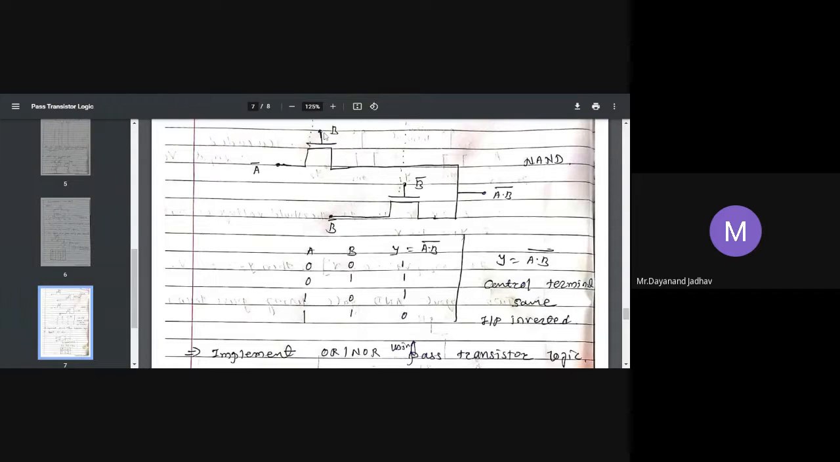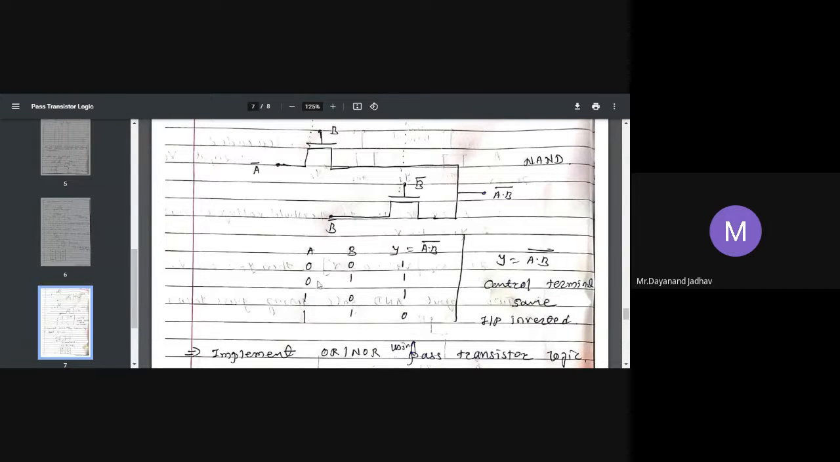When B in the first case is 0, this is in the off condition, while the second transistor is in the on condition and acts as a closed switch, therefore whatever is present here passes to the output, therefore A and B whole bar is equal to 1. Okay, in this way we can consider it as the output. The next case is for A equal to 0 and B equal to 1, then the output would be 1.